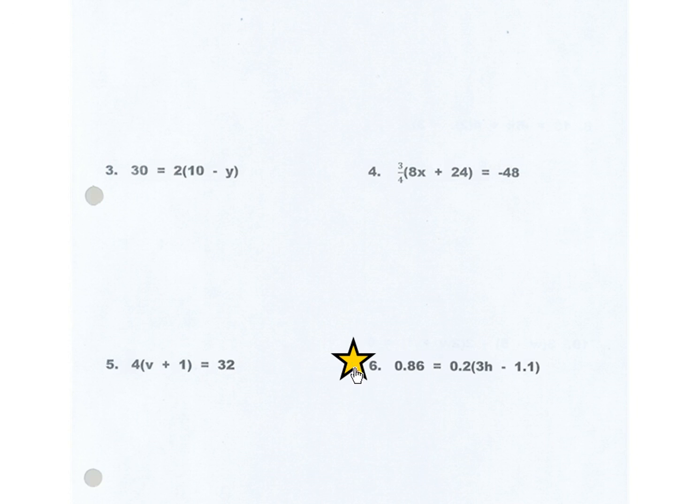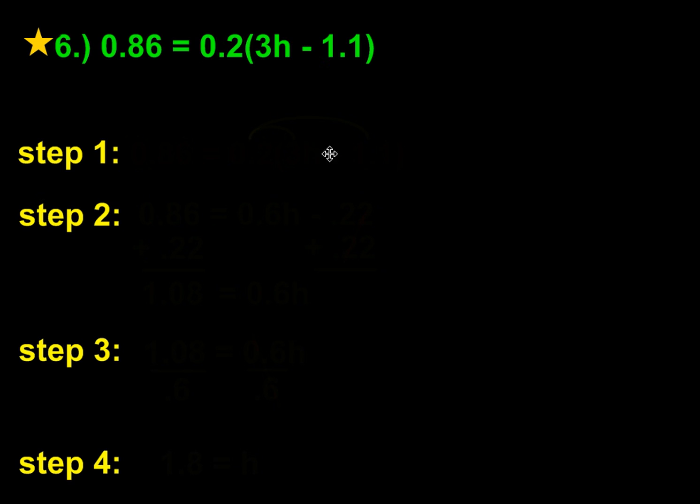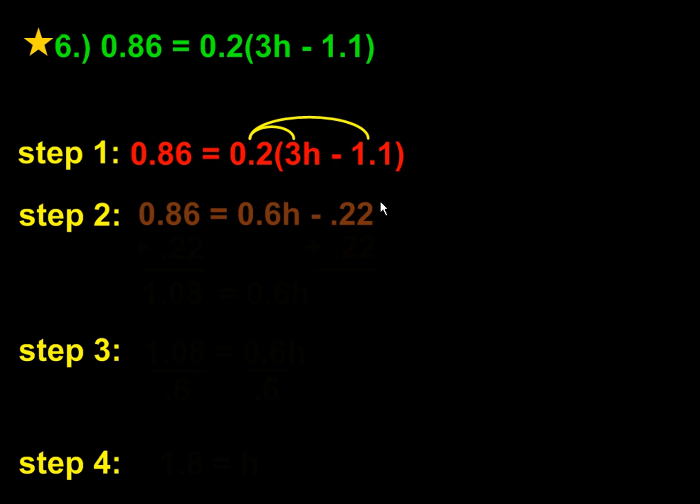Let's now take a look at question number 6. For number 6, we have 0.86 equals 0.2(3h minus 1.1). So we start by copying the problem, and we look at the parentheses area. We know we have to distribute 0.2 to everything inside the parentheses, like that. So we're going to multiply 0.2 times 3 and 0.2 times negative 1.1. Once you've done that multiplication, you should get 0.6h minus 0.22.